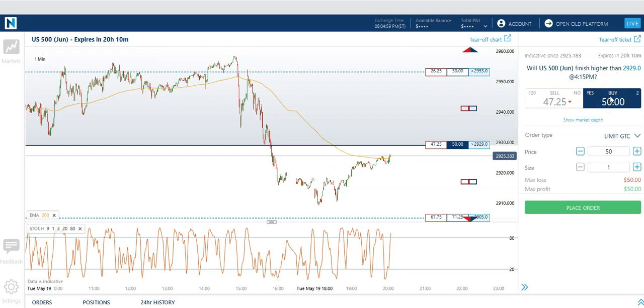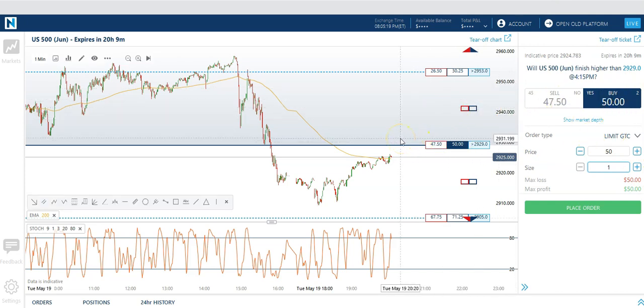So if I want to buy this, I only need $50 of available capital to place it. Whatever you can lose, that's all you need. If I want to do 2 contracts, I would need $100 of available capital. Now what I'm saying is, yes, we are going to close above 29.29 by 4 p.m. tomorrow. Well, if we close at 29.29 at 4:15 tomorrow, this contract will be worth $100. So at expiration, it's all or nothing.